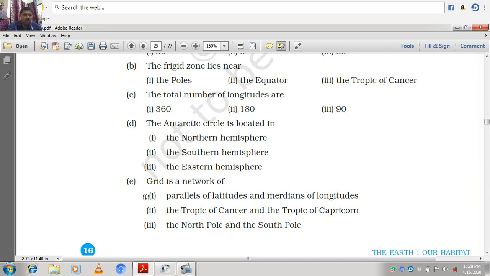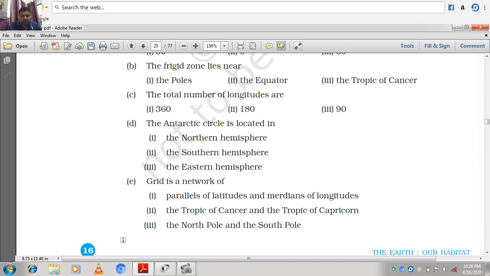बैडमिंटन खेलने जाते हैं उसमें भी क्या होता है, उसके जो रैकेट होते हैं उसमें हमारे ग्रिड बने रहते हैं. आप देखेंगे उठा करके तो आराम से देख सकते हैं द ग्रिड. ओके, और ये पैरेलल्स ऑफ लैटिट्यूड एंड मेरिडियंस ऑफ द लॉन्गिट्यूड से, ये वाला आंसर सही है.